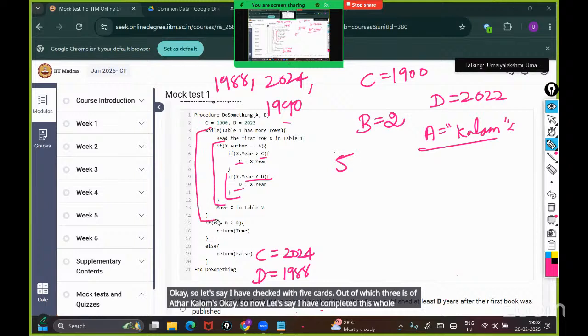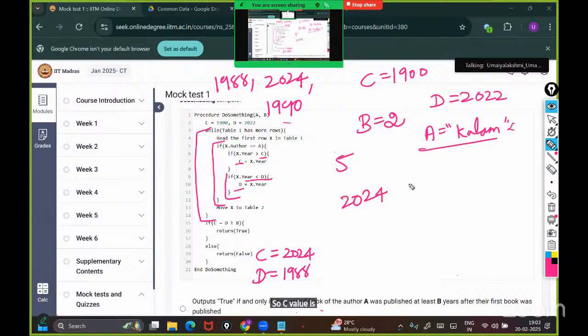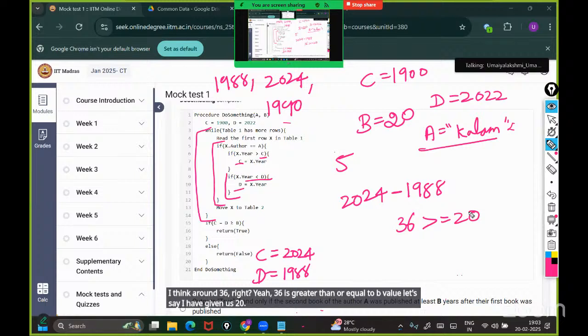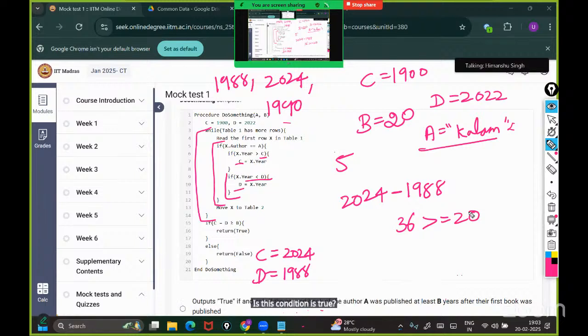So what has to be done? I have to check with this C. The C value is 2024 and the D value is 1988. On subtracting, what value will you get, people? Greater than or equal to B. I think around 36, right? Yes, 36 is greater than or equal to the B value. Let's say I have given 20. Is this condition true? Yes, ma'am, it is true. 36 is greater than or equal to 20.